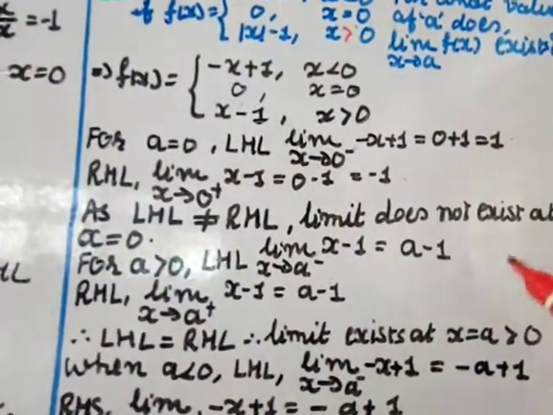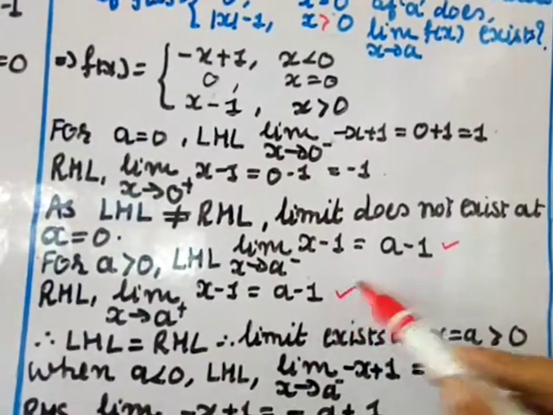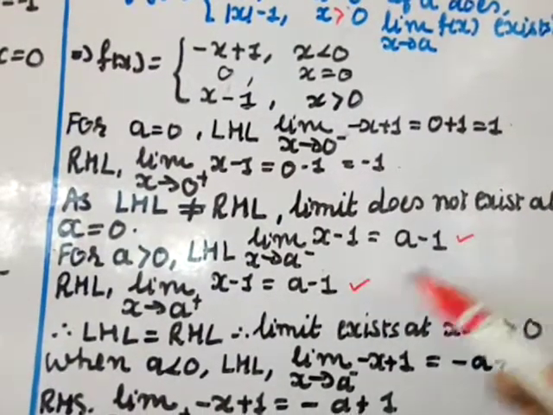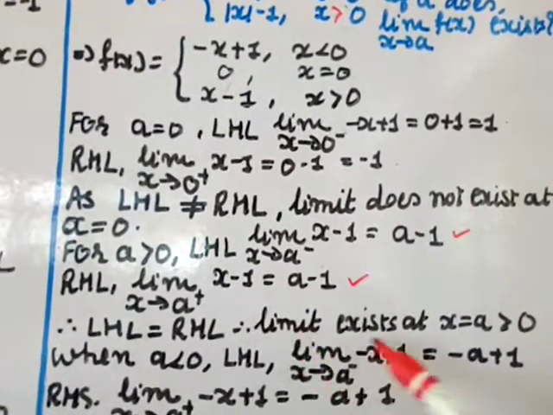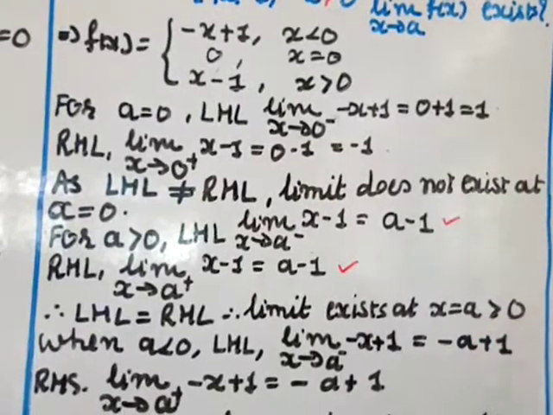Now what we check here is that both the answers are the same, that is, left hand limit equals right hand limit. Therefore the limit exists at x equal to a when a is greater than 0.